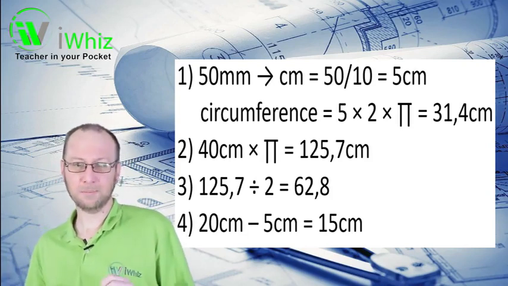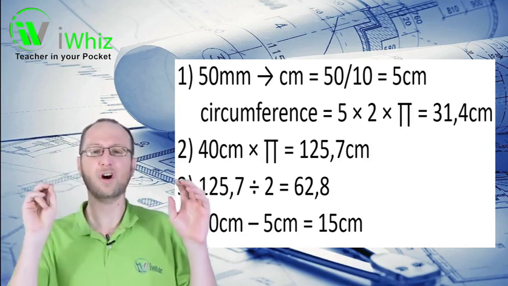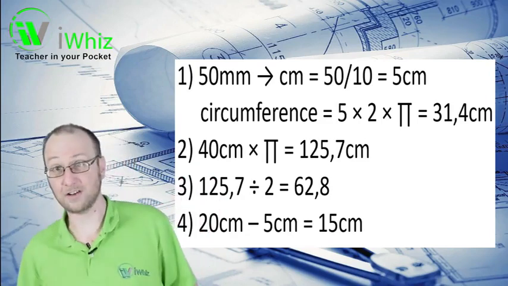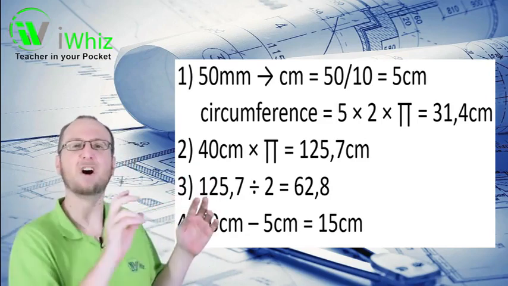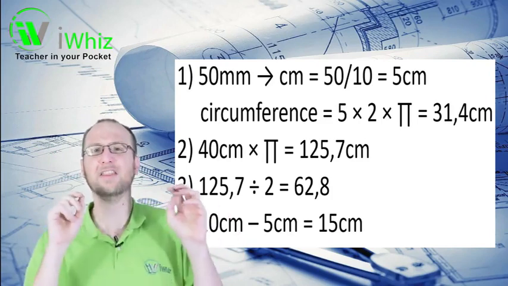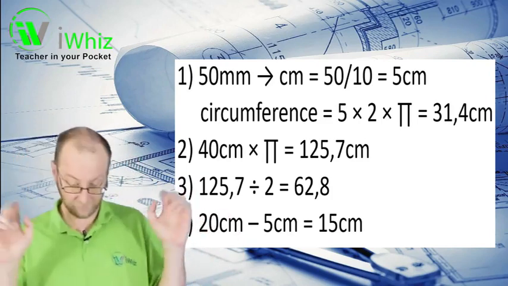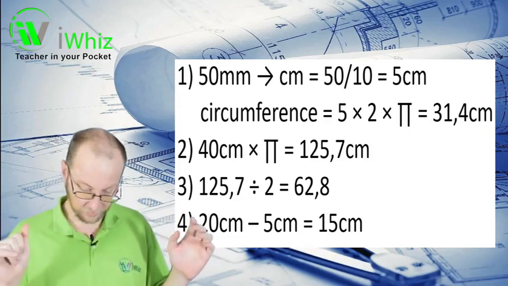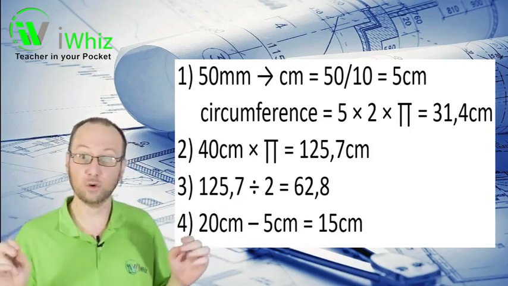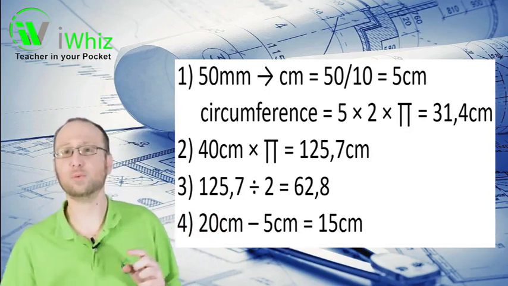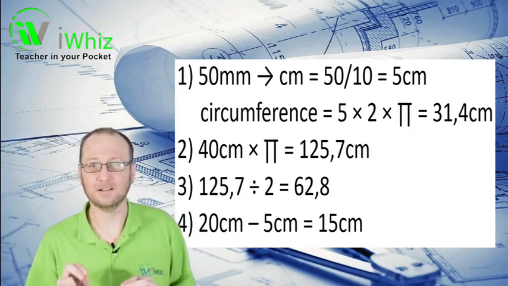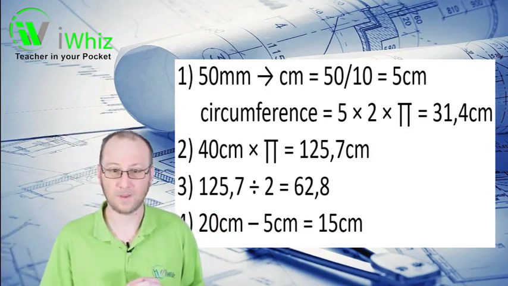Now, number 3, we want the perimeter of half the larger outer circle. So we're just going to take our perimeter and divide that by 2, or we can multiply it by a half, and we end up with an answer of 62.8. I'm just rounding that off to 1 decimal point.